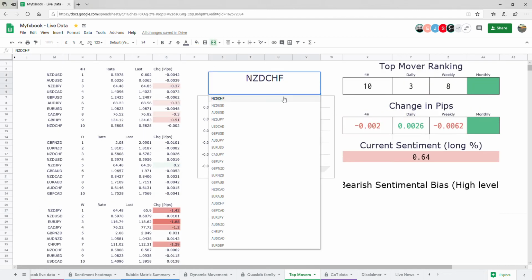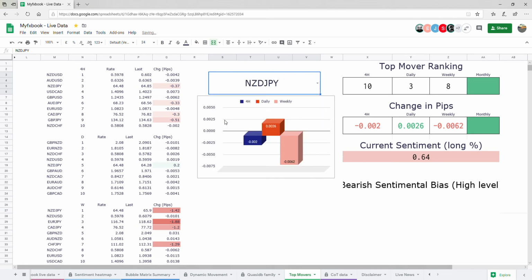Drop down. Let's go to the Kiwi yen. There you go. That just tells you where things are. So daily, it's doing well. On the 4 hourly, we could see a reversal, and the weekly is down. So that's that.